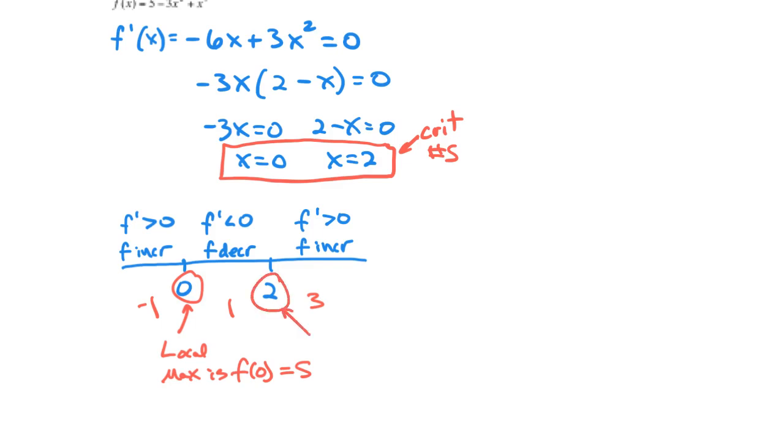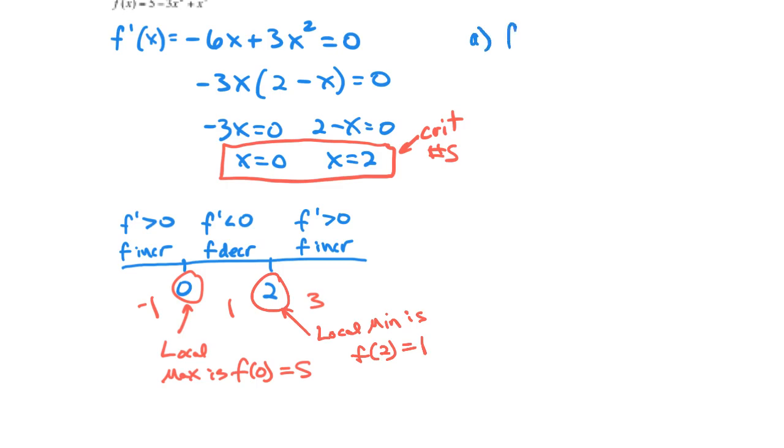So we've got a local minimum here. The local minimum is f of 2. When you plug a 2 into the original function, we get a 1. So to answer part A, part A said find the intervals on which f is increasing or decreasing.